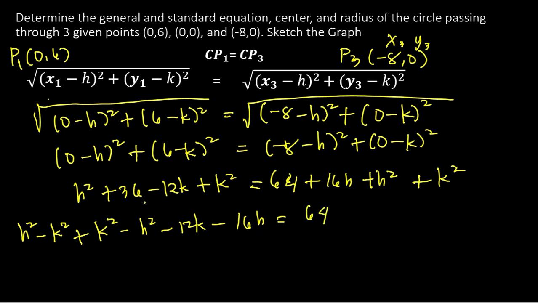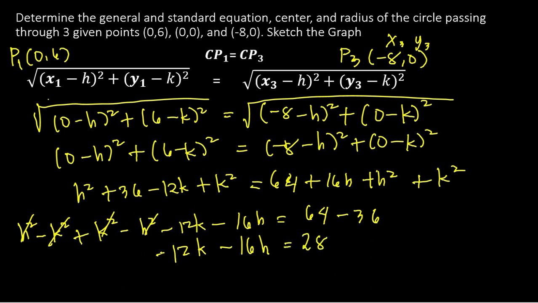So transpose naman natin itong ating 36 sa left side. So we will have negative 36. Now let us combine like terms. So h square minus h square is 0. So cancel na siya. Negative k square plus k square is 0. So cancel na siya. Ang natira na lang natin is negative 12k minus 16h is equal to 28.